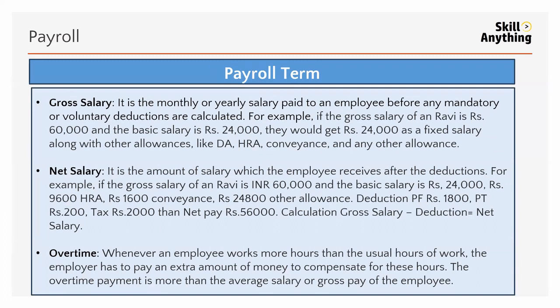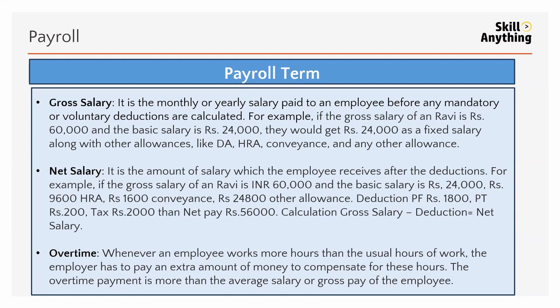Next is payroll terms. The first payroll term is gross salary. Gross salary is the monthly or yearly salary which an employer pays to their employee before the deduction of TDS. For example, if Ravi's gross salary is 60,000, the basic salary is 24,000, along with other allowances like DA, HRA, conveyance, etc.